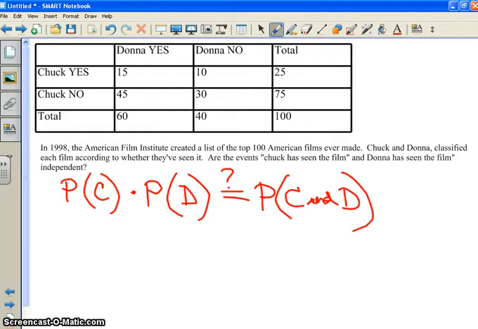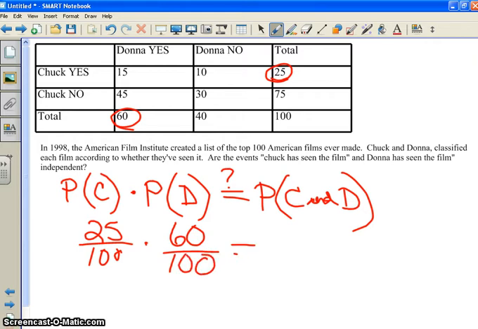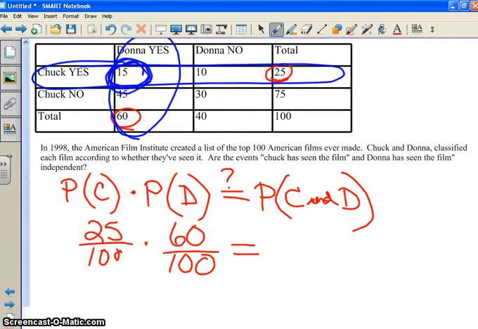So from the two-way table, we're going to gather up these probabilities. The probability that Chuck has seen the film, in other words, he's seen 25 of the 100 films, so the chance of us picking a film that he's seen is 25 out of 100. And then the probability that Donna has seen a film, one of the 100 films, is 60 out of 100. She's seen a lot of them. And we want to see if that's the same as the overlap of Chuck and Donna. Here's Donna. Here's Chuck. They overlap at 15.